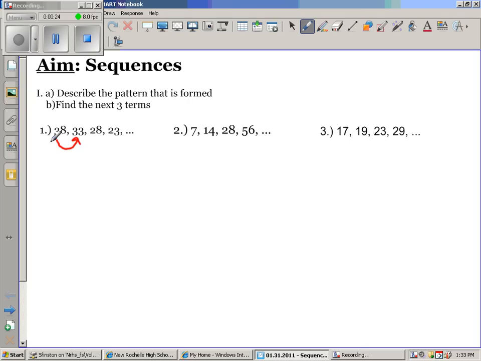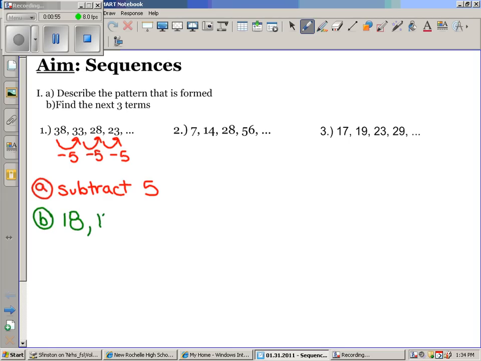Yeah, that's it. Look, -5. Let's see again. Up, -5. One more time. Yeah, -5. So the pattern that we're seeing is subtract 5. Could you do me a favor? Could you maybe find the next 3 terms in this sequence, and what would they be? Yeah, 18, and 18 minus 5 is 13, and 13 minus 5 is what? Good. Yep, that's how it works.